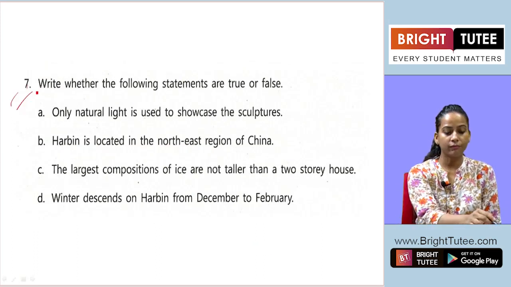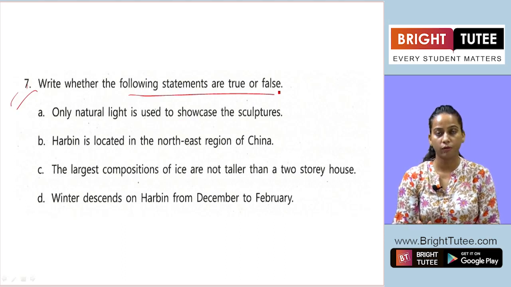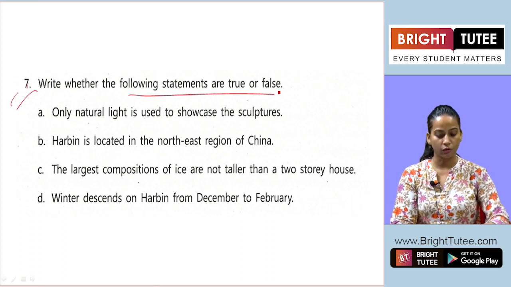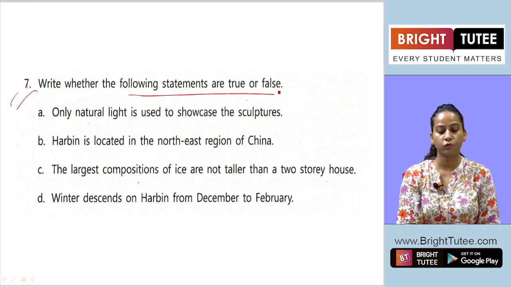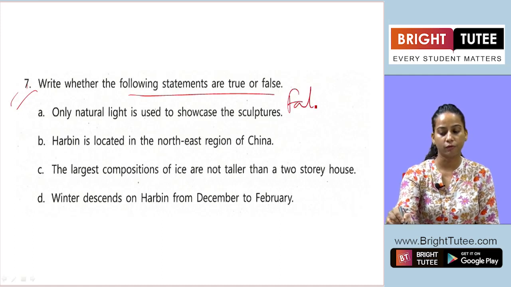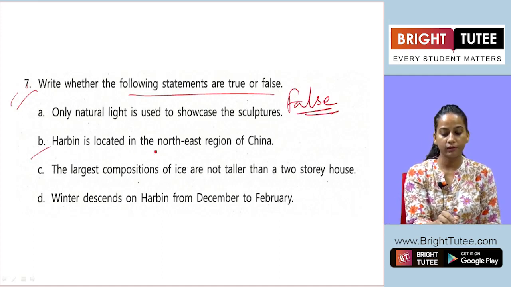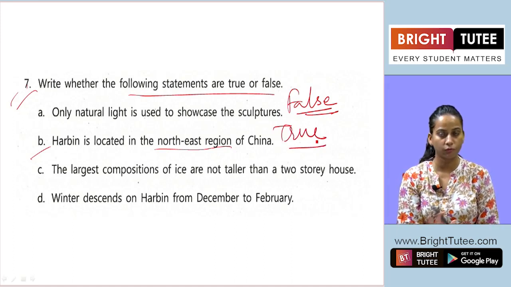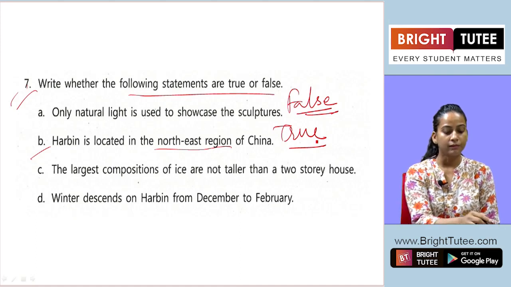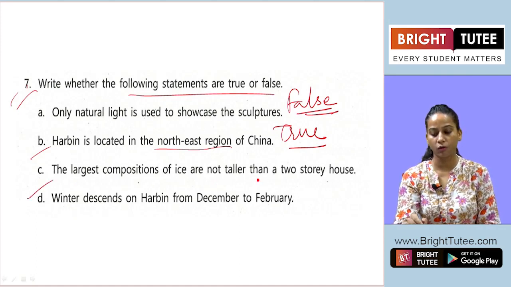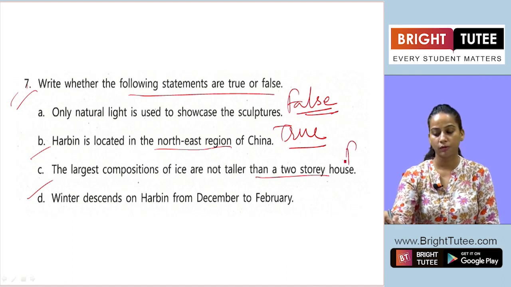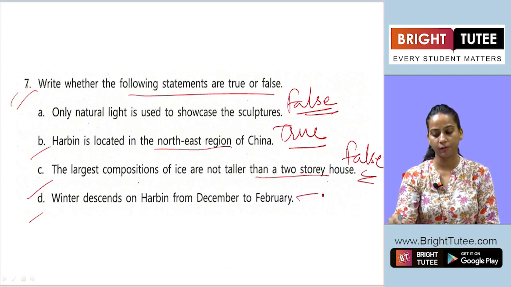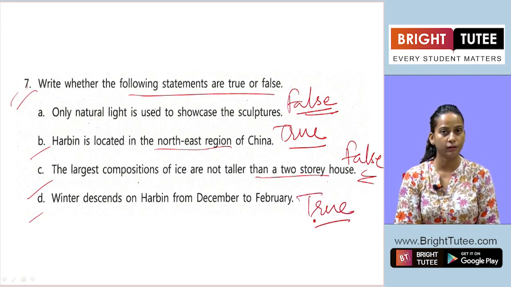Next one, write whether the following statements are true or false. Based on the passage we have to find out whether the given statements are true or not. Only natural light is used to showcase the sculpture. That is false. It is not the case. Harbin is located in the northeast region of China. That is true according to the passage. You have to refer to the passage also if you are not getting the idea right now. The largest composition of ice is not taller than a 2-story house. That is also false. Winter descends on Harbin from December to February. That is true according to the passage.